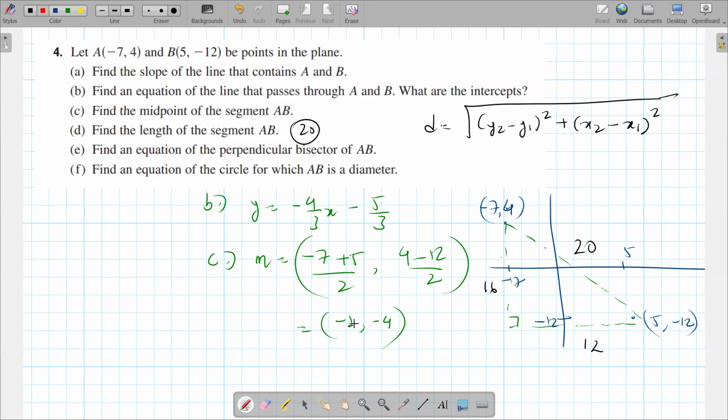So it goes through the point -1, -4. So that's the midpoint. We found it before, okay? So we're looking for this line that passes through that point, and the angle between these two lines is 90 degrees. In other words, this line is perpendicular to the other line. So how do we go about solving this?